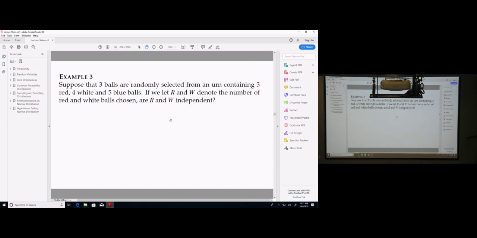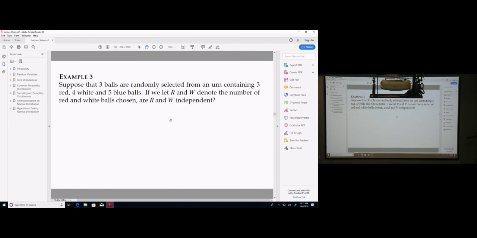All right? So suppose there are 3 balls that are randomly selected from an urn containing 3 red, 4 white, and 5 blue balls. I think we have dealt with this a little bit earlier. We let R and W denote the number of red and white balls because there are 3 colors, so I only need to track 2 colors, because the remaining part would be the remaining color. Okay, so I wanted to find out whether R and W are independent.